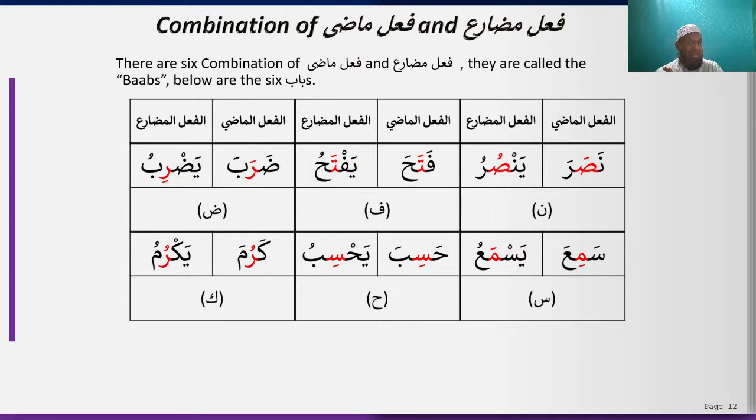Jalasa. Without using any preposition, just direct the meaning of the verb. Don't use any prepositions. Jalasa: what he sat. Does it make sense? No, it's not a question. So that is fa'il al-lazim. You don't need maf'ul bihi.